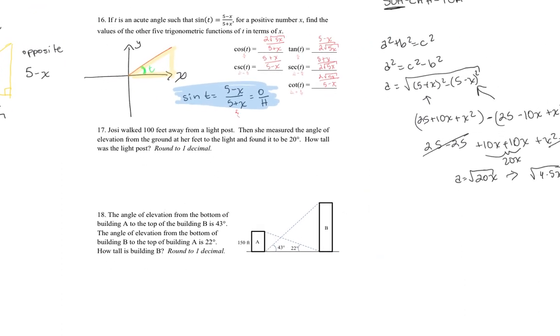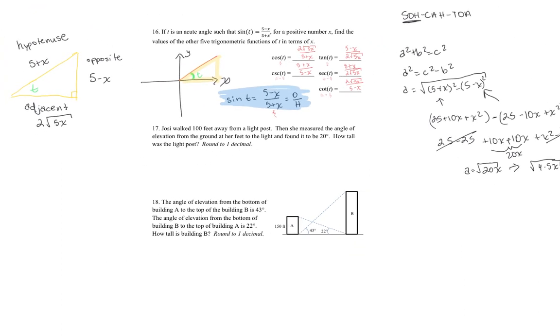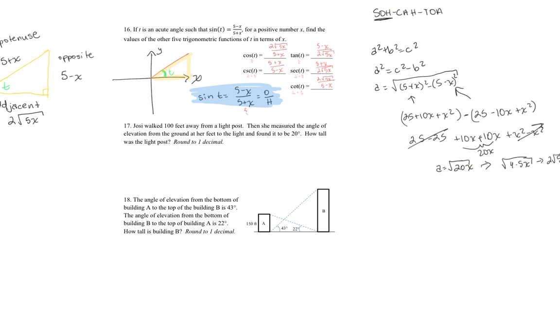Alrighty, so moving on. Number 17 says, Josie walked 100 feet away from a light post. Then she measured the angle of elevation from the ground at her feet to the light and found it to be 20 degrees. How tall was this light post? So let's go ahead and draw a picture of this. If Josie is right here and she's walked a total of 100 feet, right? And there's some lamppost here. So let's make it a cute little lamp, right?